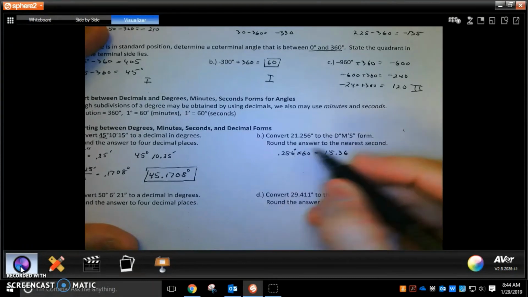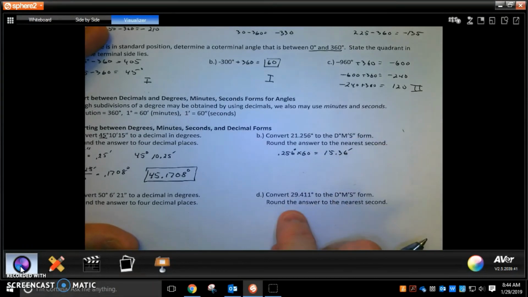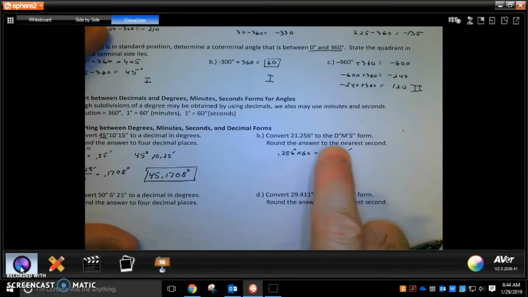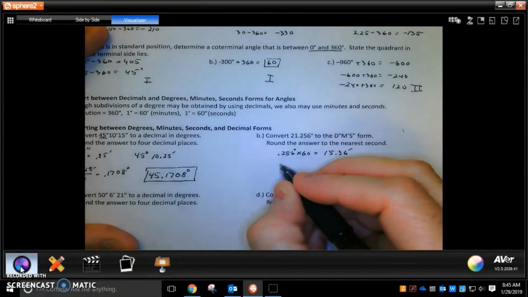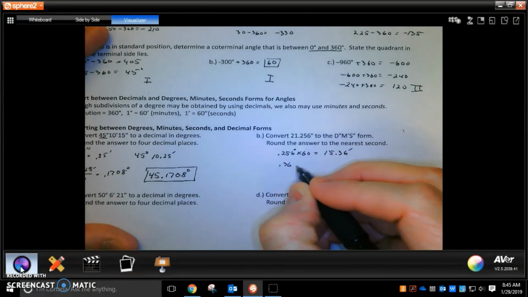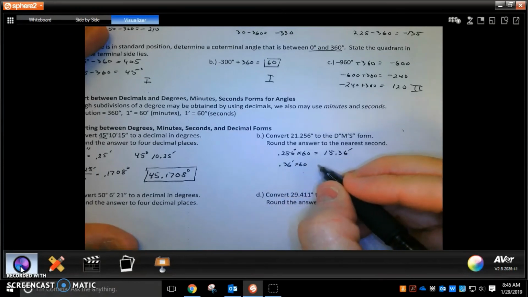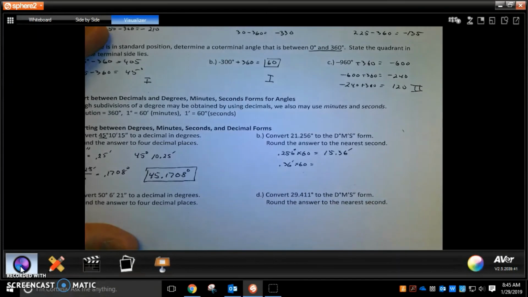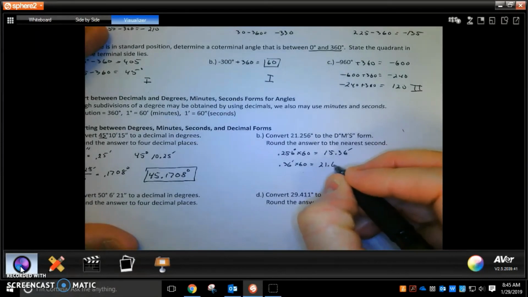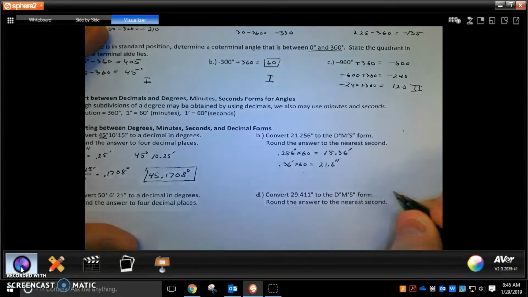And that's going to take this decimal, 0.256 times 60, and it's going to turn it into 15.36. So we've taken the degrees and we've turned them into minutes. So we have 15 whole minutes, and then we have this 0.36. We've got a little bit, like a part of a minute. So what we want to do is take that decimal, the 0.36, so this is minutes, and we're going to multiply that by 60. So 0.36, not the whole number, just the decimal part, 0.36 times 60. And that's going to be 21.6. And this would be seconds.